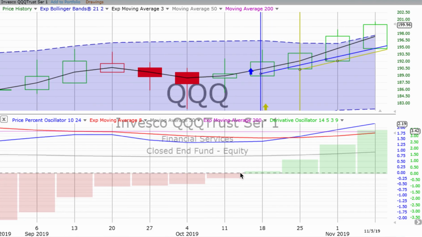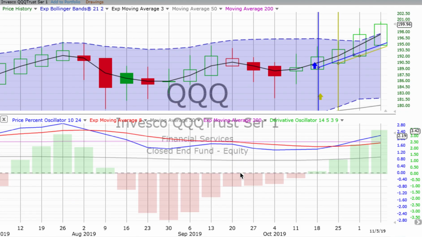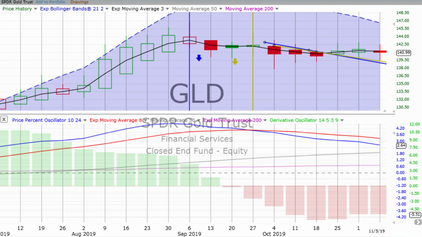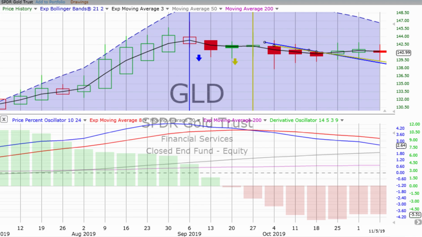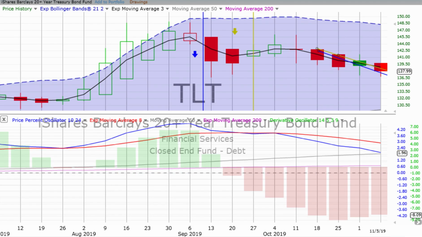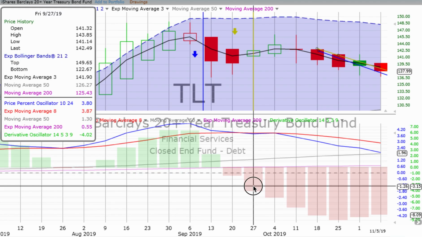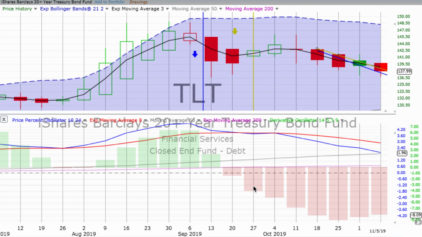And again, we focus on those. We've also been tracking price movement with the prior vertical crossovers a while back on gold going down. That was back on the 27th of September. And then on 20-year bonds, that was also the 27th of September. And we pay close attention to those big trends.